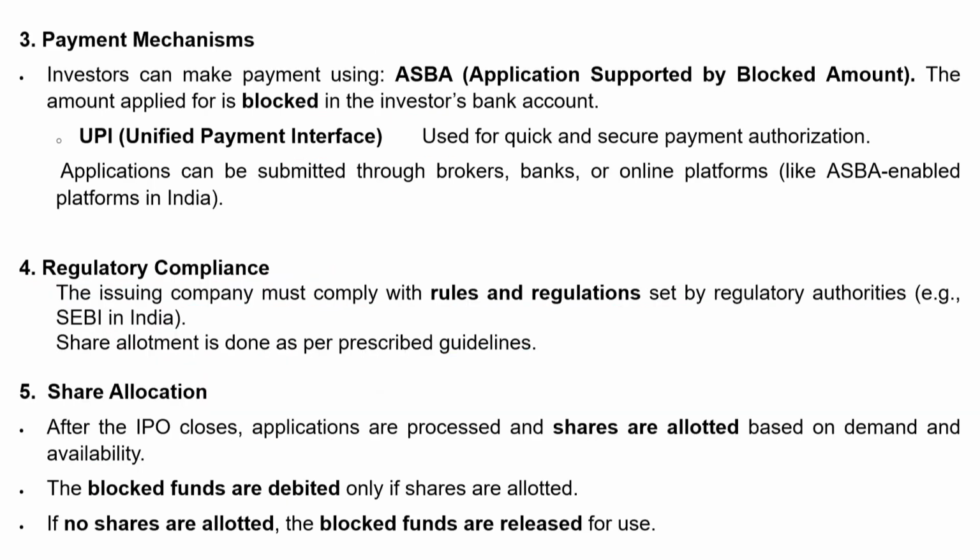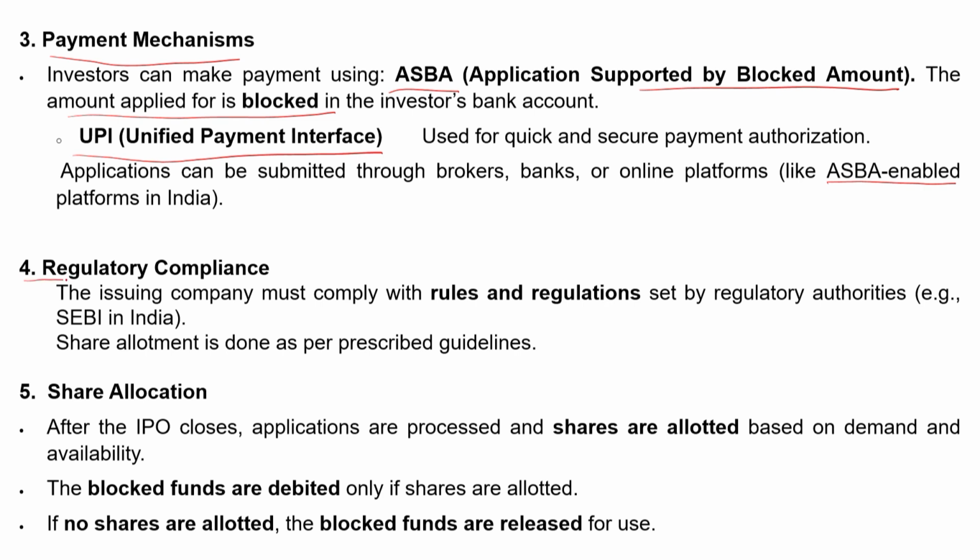The next step is for the purpose of subscribing to the shares of the company. So the payment mechanism must be discussed. Investors can make their payment by using the ASBA system, that is Application Supported by Blocked Amount, where the amount is blocked in the investor's bank account, or they can also use the Unified Payment Interface, which is used for quick and secure payment authorization. So applications can be submitted for individual investors by brokers, agents or banks by using online payment platforms such as ASBA or UPI that are enabled in the security market platforms in India.